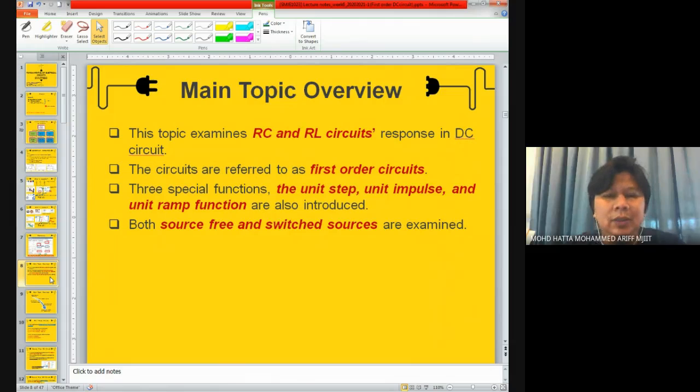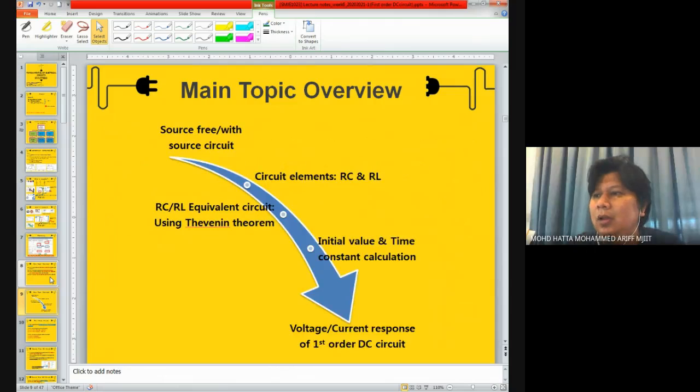In this topic, we will learn about a source-free first order circuit as well as a switched source. Switched source means that we're going to have a source, or a voltage source, in our circuit during t greater than 0. Okay, this is a glance of what's going on: source-free and also circuit with source. And we try to look at RC and RL in our circuit, a circuit consisting of a combination of resistor and capacitor, resistor and inductor.